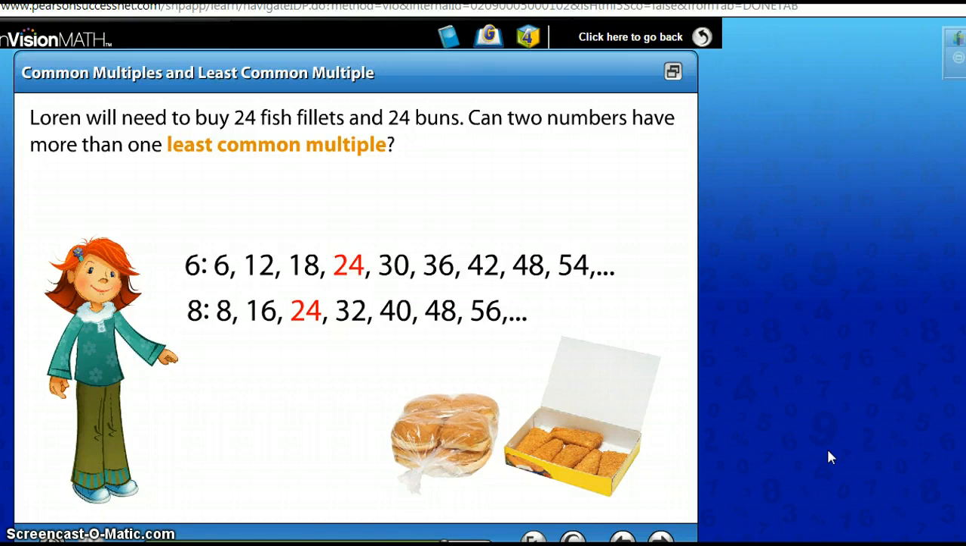Can two numbers have more than one least common multiple? What do you think, Macy? Can two numbers have more than one least common multiple? How many of you say yes they can? How many of you say no they can't? A lot of no's. Let's see if you're right.